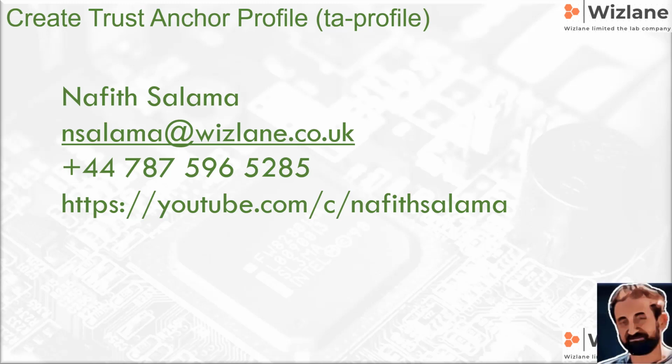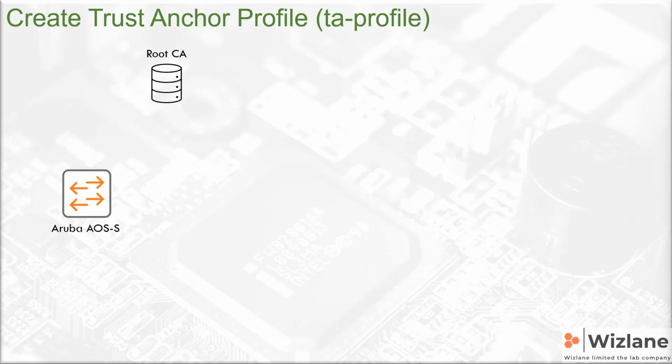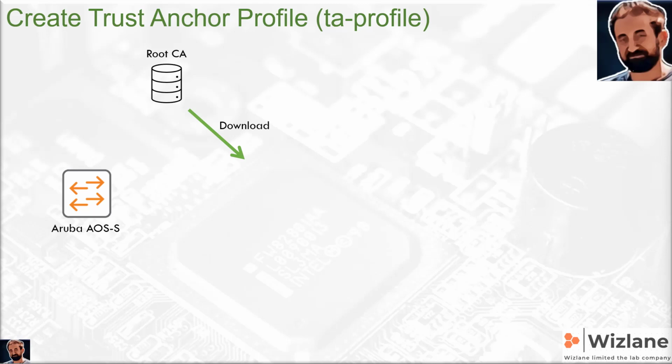In this short video, I would like to discuss the concept of the trust anchor profile, which means that we are creating a trust relationship between the switch and a root CA. So in this example, we have a root CA and we have our ArubaOS switch. If that root CA has to issue or communicate with the switch, it has to be trusted. The way these switches work, we would like to download the root CA itself. So basically, the certificate will be downloaded from that root CA.